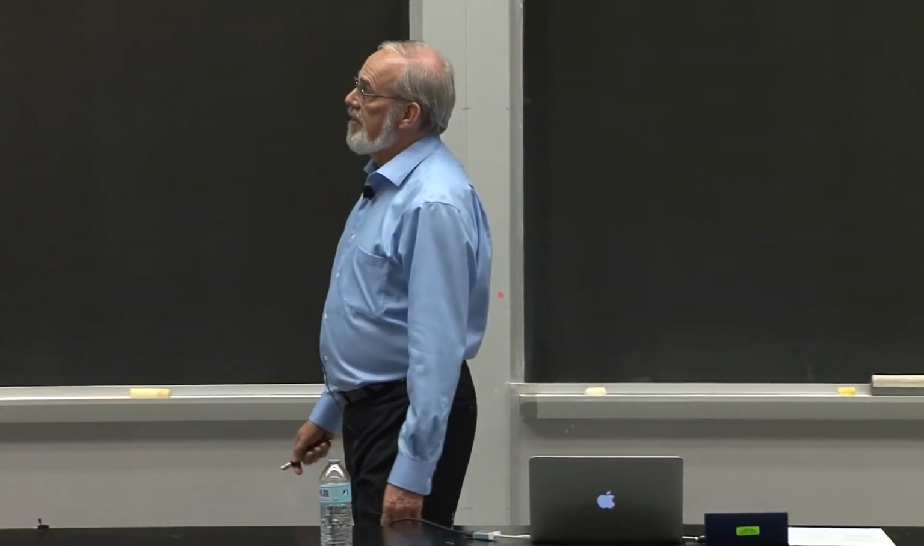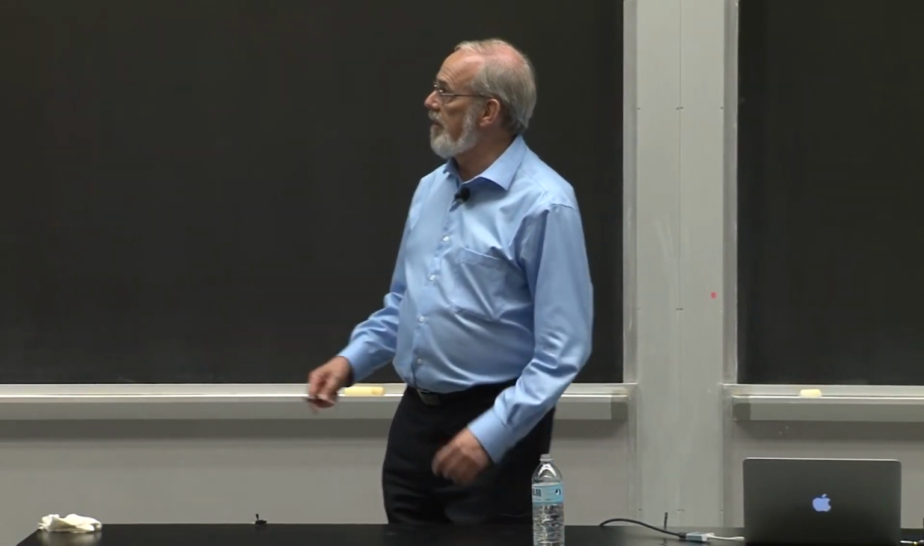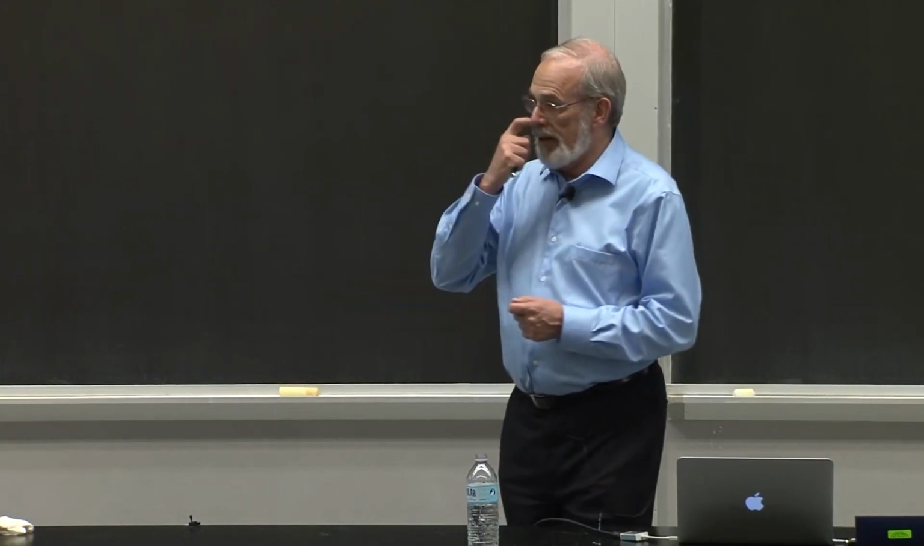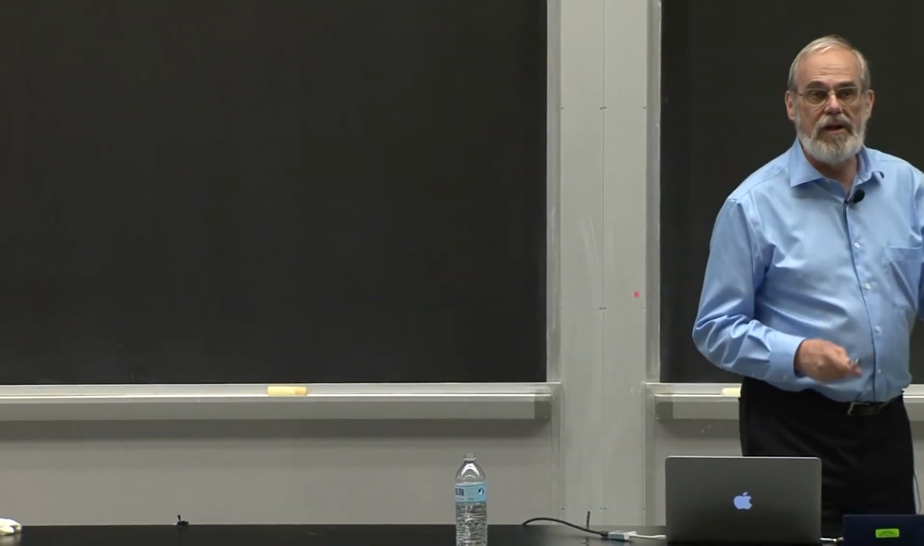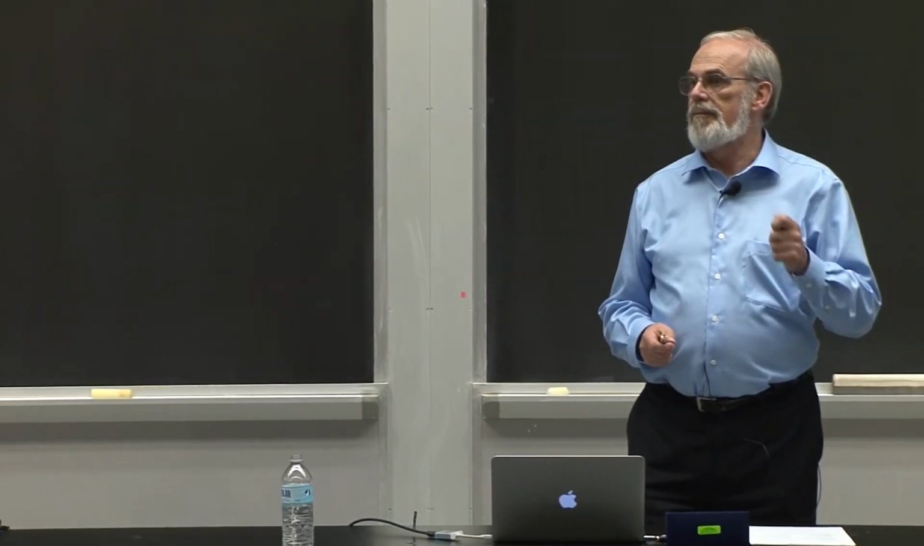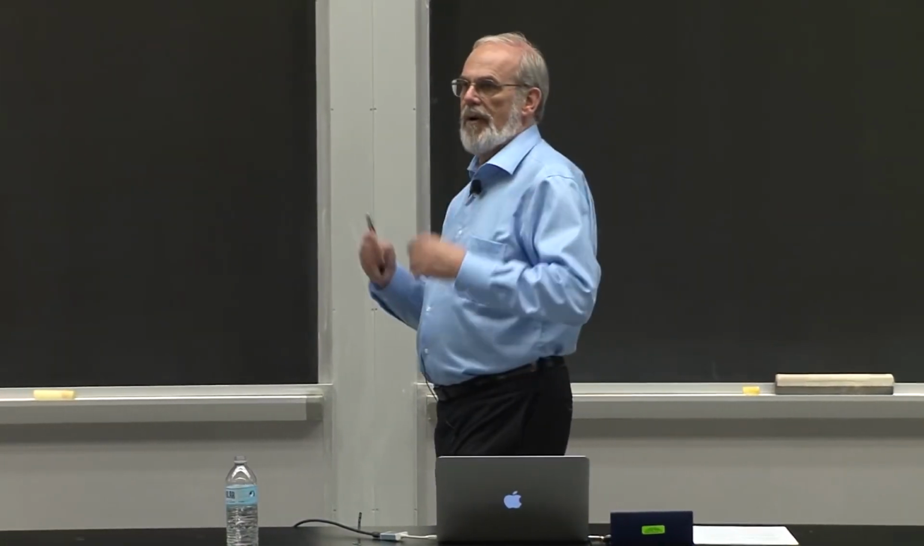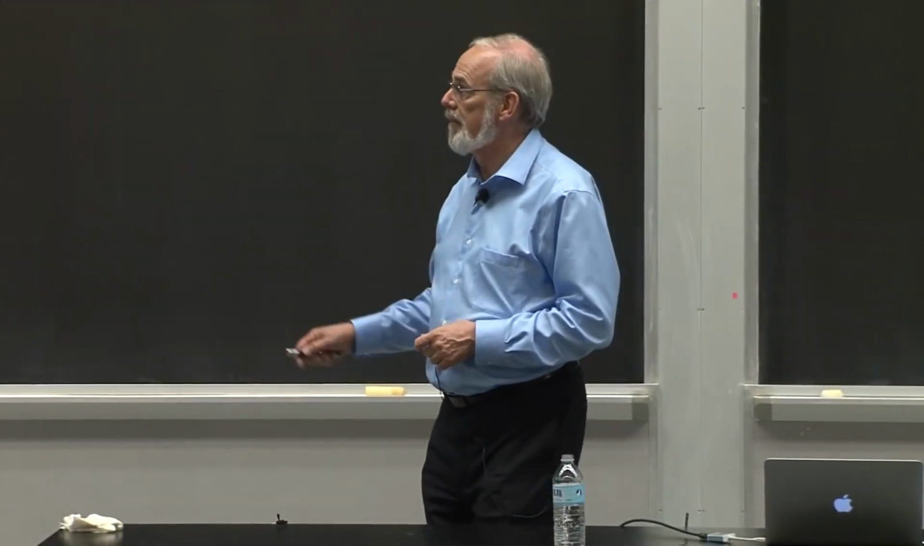So to say it a little bit differently, let's go back to my example. Suppose you're given a list L of some length, we call that N if you like, then my best case would be the minimum running time. And in this case, it would be for the first element in the list. And notice in that case, the number of steps I take would be independent of the length of L. That's great. Doesn't matter how long the list is. If I'm always going to find the first element, I'm done.